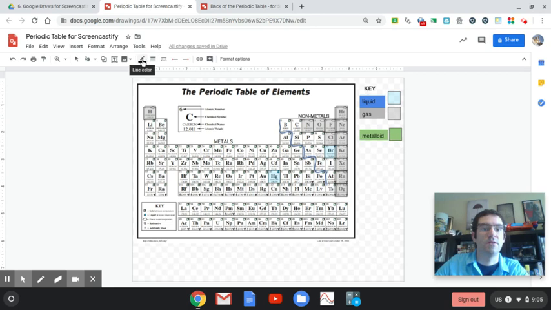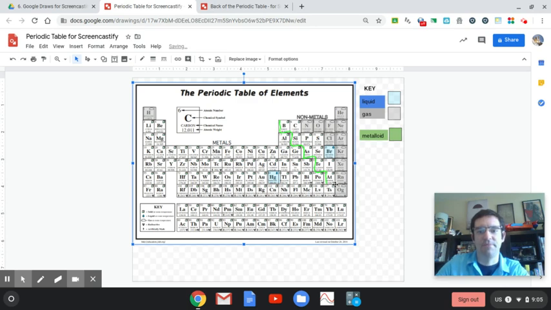I'm going to change it so it's a little bit easier to see. Make it a bright green color. You can choose whatever color you like, as long as it's something that you can see and find relatively easily. So there's our little zigzag line.